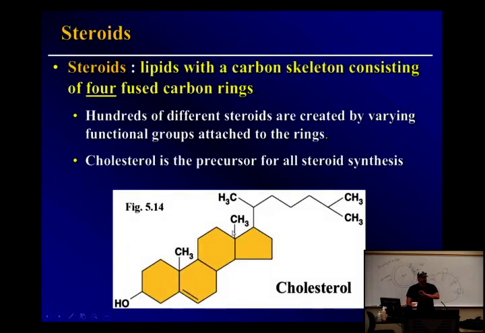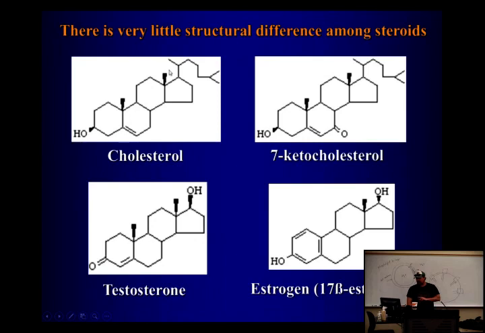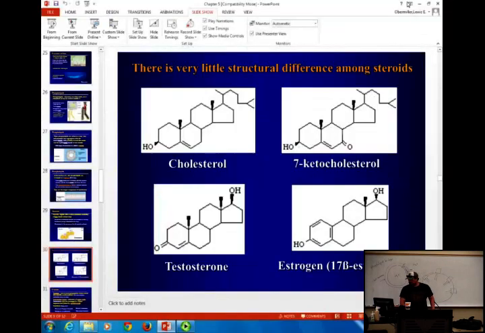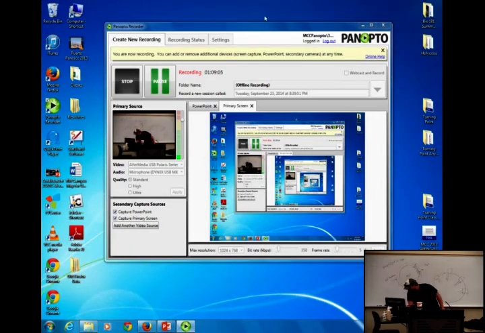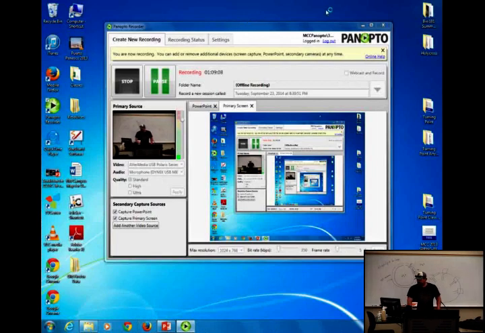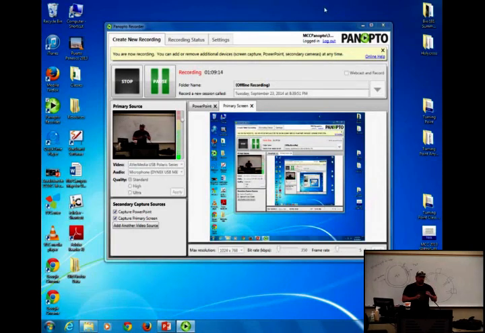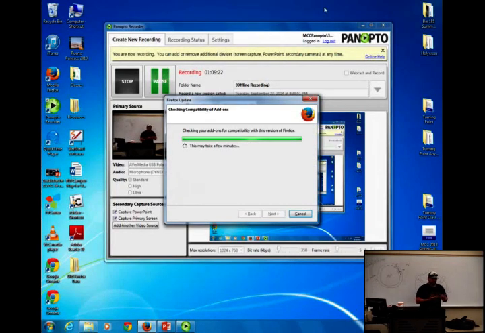So cholesterol is the basis for all the steroid hormones that are synthesized. So here's some examples. Here's cholesterol. This is another hormone called 7-ketocholesterol. Here's testosterone. Here's estrogen. Notice they all have the same ring structure. Right? And I'll just close real quick and I'll show you guys that. Those aren't the only ones. Oh, we're way over, huh? Alright, well, I'll just stop here and I'll show you the thing later. But all steroid hormones are synthesized from cholesterol. So cholesterol is really actually a very important molecule. You couldn't live without it.